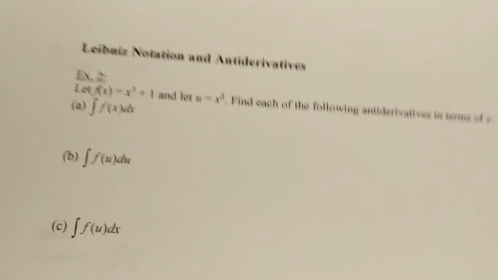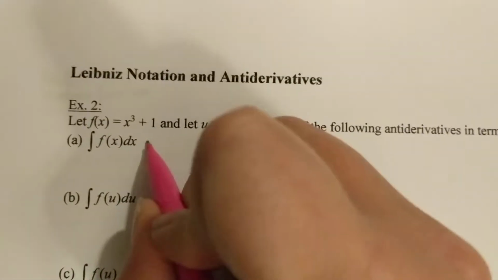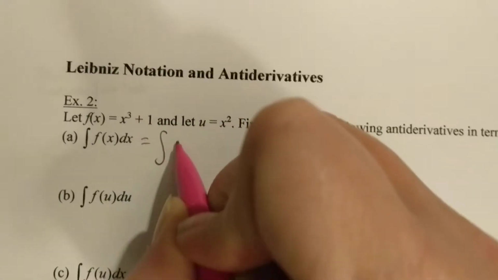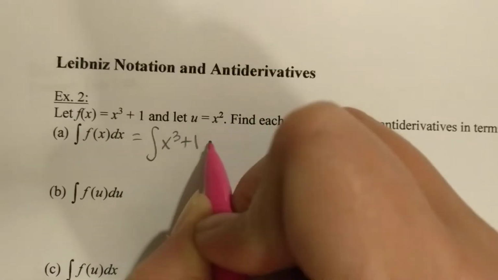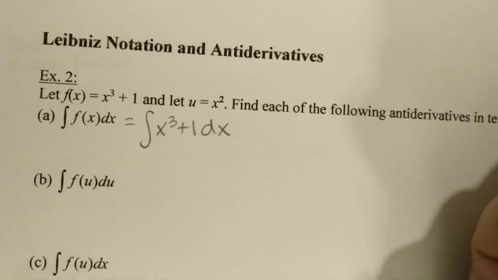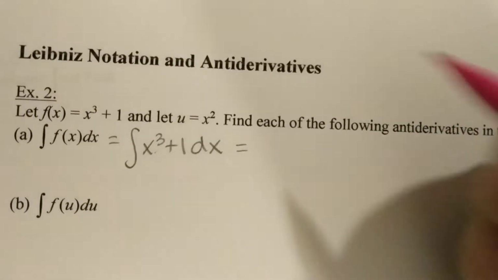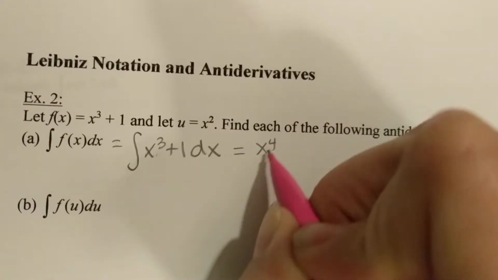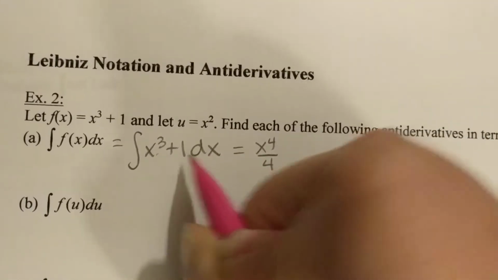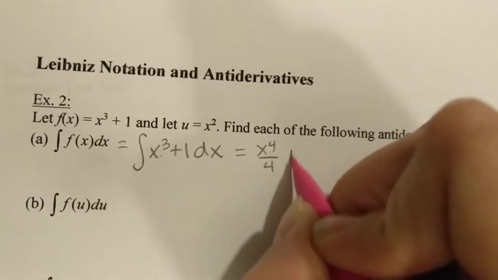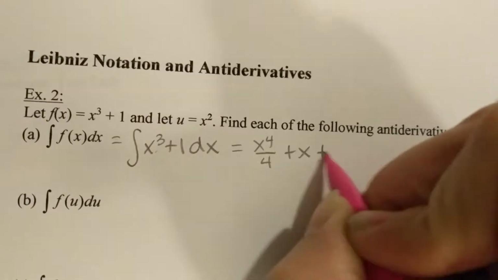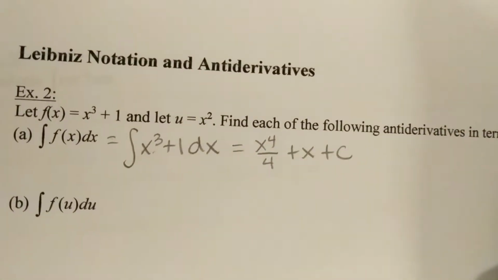So if I were to plug in my f of x, we know how to do that antiderivative. The antiderivative of x cubed is x to the 4th over 4. And the antiderivative of 1 is x. And we can't forget our plus C.